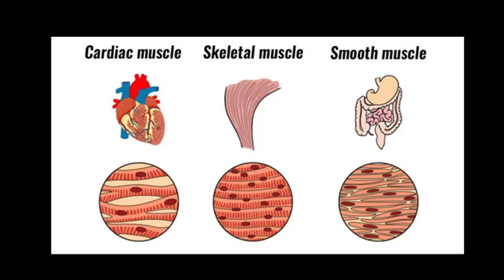Next we have the smooth muscles. These are also involuntary muscles. The muscles of your stomach, intestine and blood vessels, and all the other vital organ muscles except the heart, are made up of smooth muscles, and these are usually the internal organ muscles. So these muscles are again involuntary and they are called the smooth muscles.